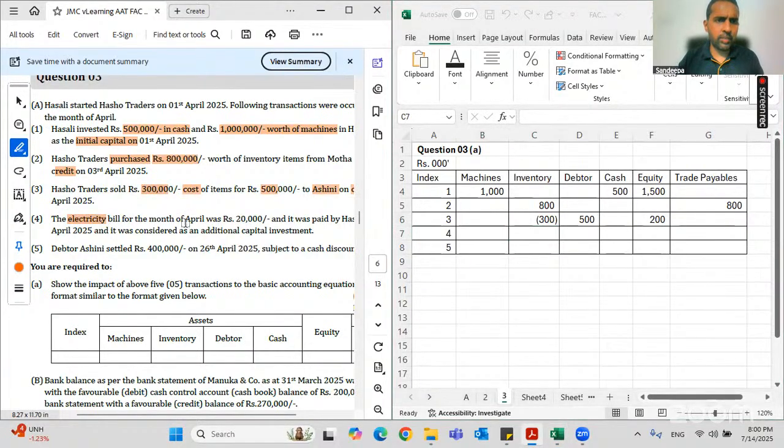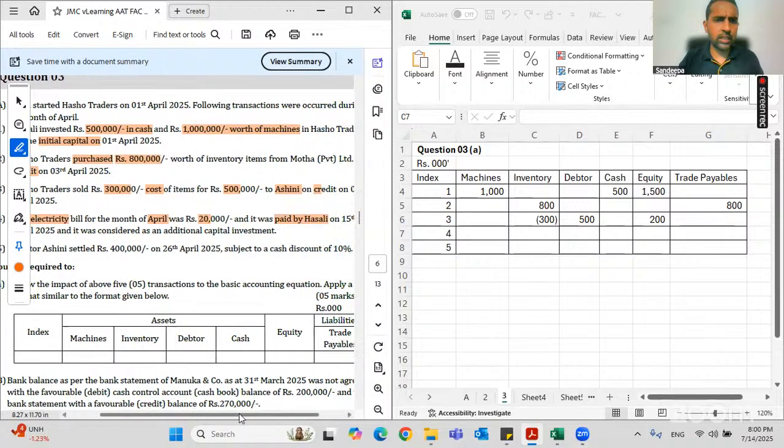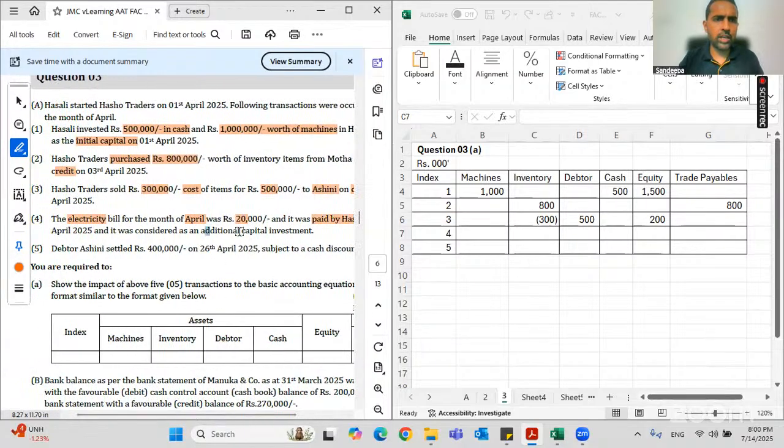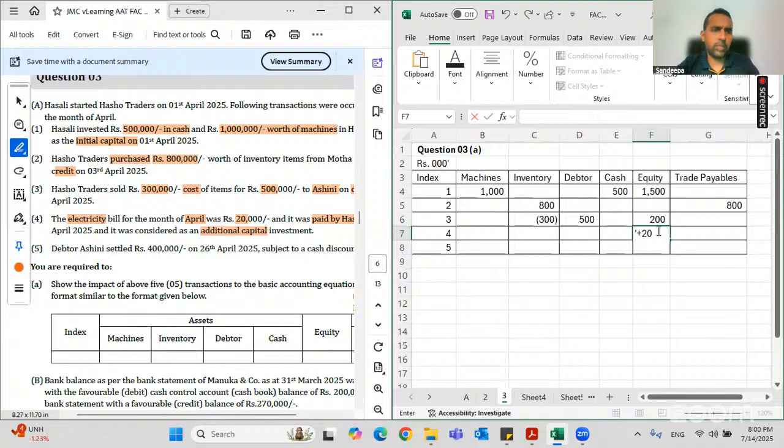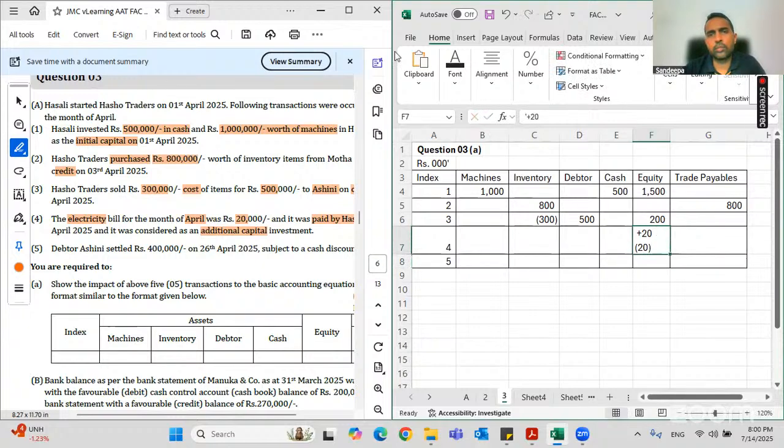The electricity bill for the month of April was 20 and it was paid by Hasali on 15 and it was considered as an additional capital. Then how are we going to record that? Hasali has paid, therefore it's an additional capital. At the same time, this is an electricity expense now. So the profit comes down by 20. This is how you should record. So one side your capital goes up, it's an additional capital. Capital goes up and it's an expense, so profit comes down.